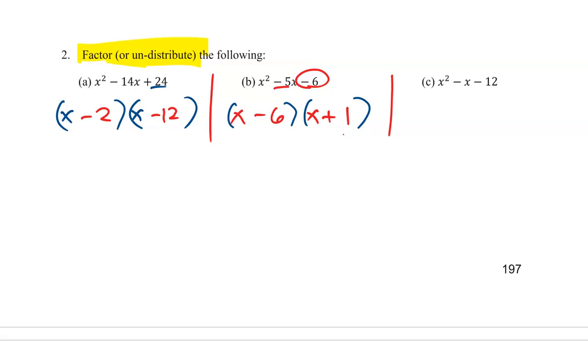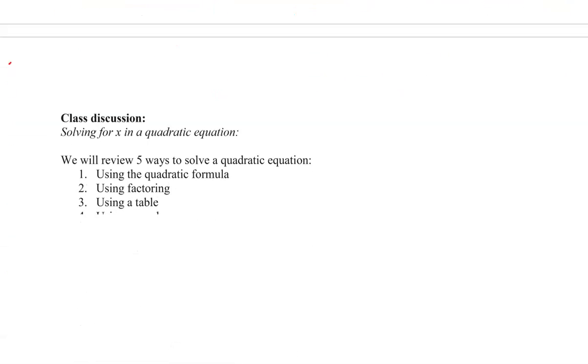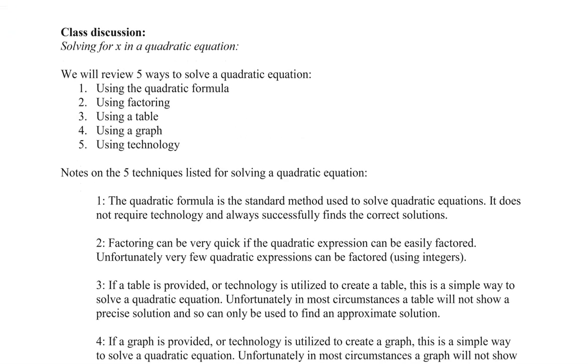And C, x squared minus x minus 12. Factors of x squared, x and x, again negative 12. So find two numbers that when you multiply is negative 12 and when you add is negative 1. Yes, that's negative 4 and positive 3. So you can check, negative 4 times positive 3 is negative 12, negative 4 plus 3 is negative 1. So these are the answers for number 2. Now let's proceed to our class discussion.